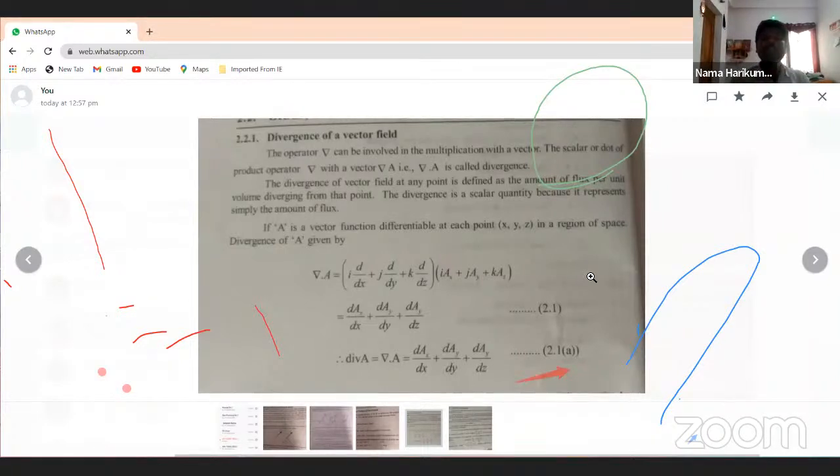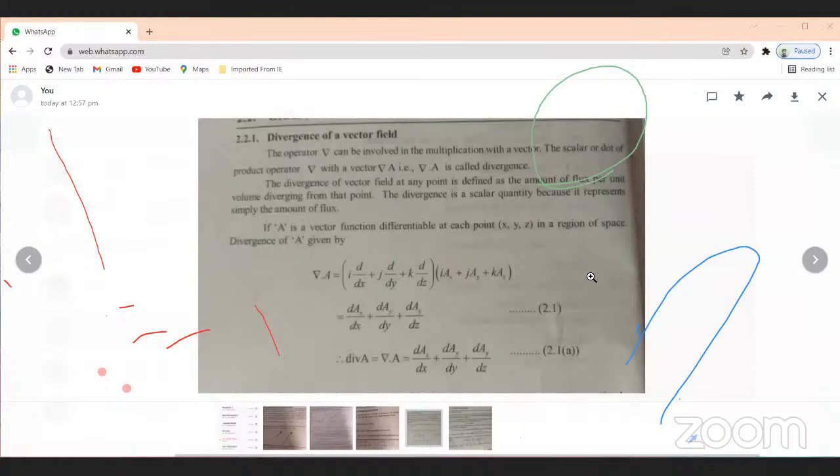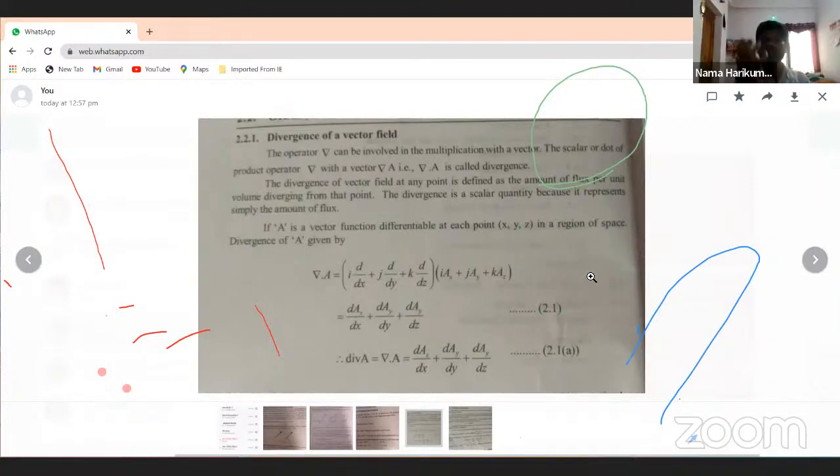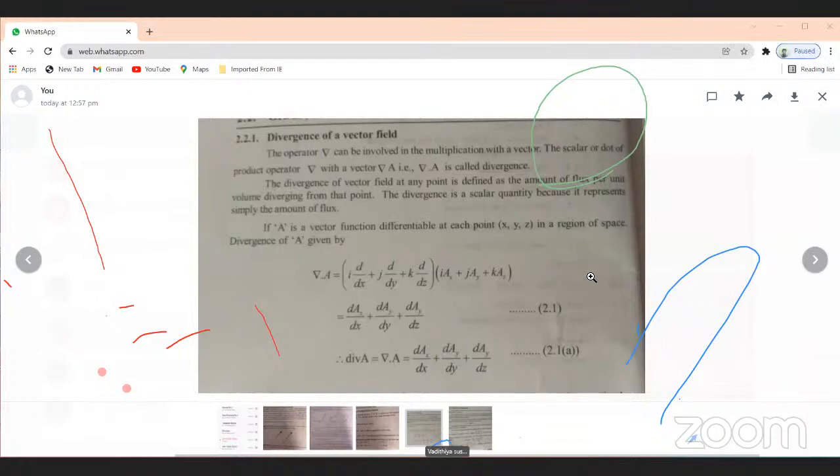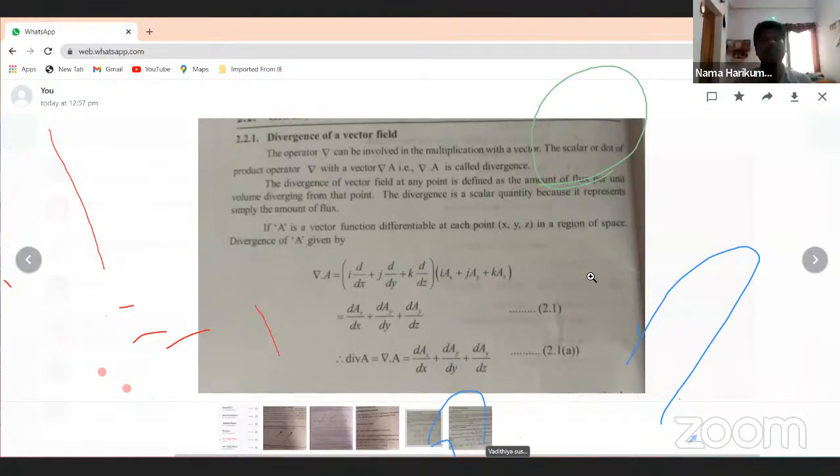Any two vectors we are to multiply. Yes, it is clear. The field is a vector and A is a vector. Any two vectors we are to multiply, then you will get the divergence value. Is it clear? Okay, that is the divergence of a vector field.